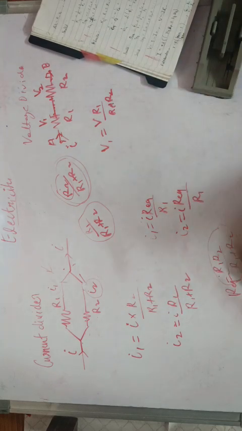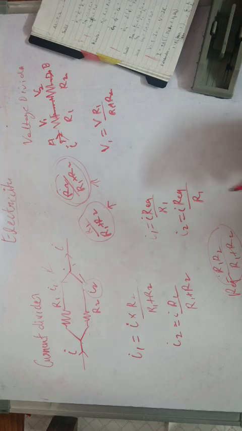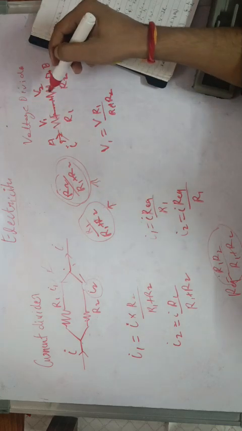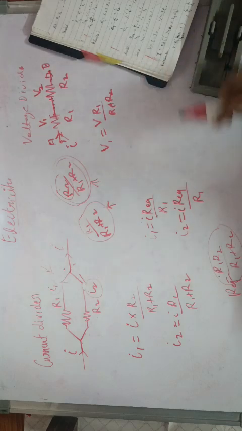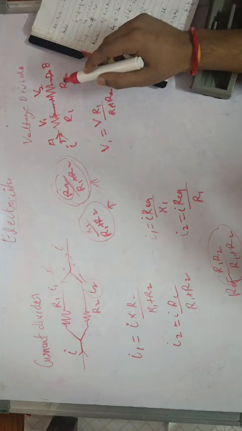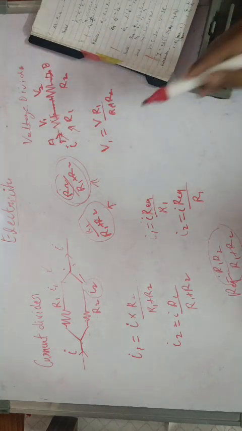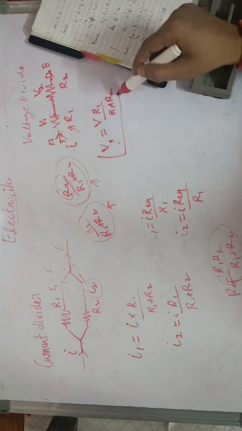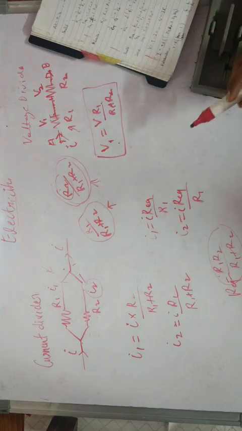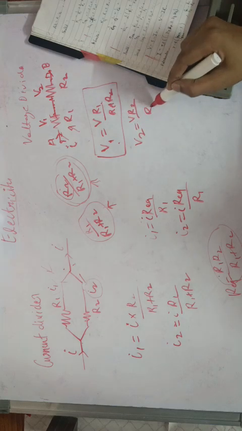Same logic as here, the potential will get divided in the ratio of these values, and we know that the higher is the resistance, the higher potential difference it needs to provide the same amount of current. So to provide the same amount of current, the higher resistance needs higher potential. So we will simply say that the larger is the resistance, the larger is the potential difference. Similarly, V2 is equal to V into R2 over R1 plus R2.